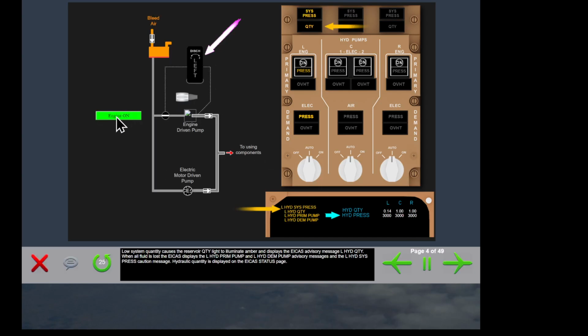Low system quantity causes the reservoir quantity light to illuminate amber and displays the ICAS advisory message, left hydraulic quantity. When all fluid is lost, the ICAS displays the left hydraulic primary pump and left hydraulic demand pump advisory messages and the left hydraulic system pressure caution message. Hydraulic quantity is displayed on the ICAS status page.